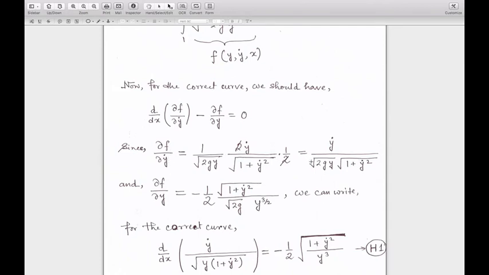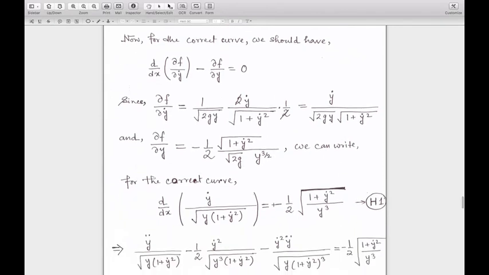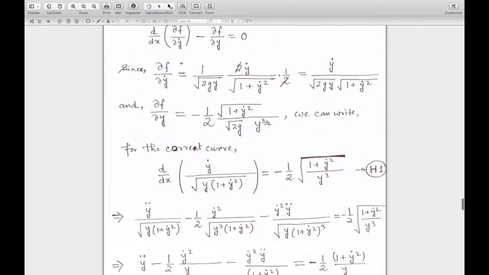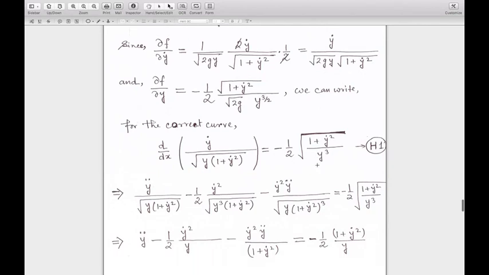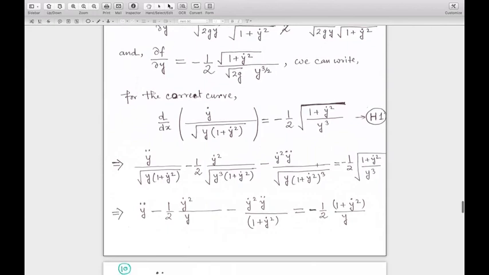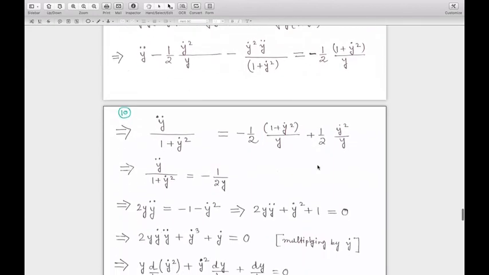Del f del y dot is y dot by root over 2gy times root over 1 plus y dot square, and del f del y is equal to minus half root over 1 plus y dot square by root over 2g times y to the 3 half. Now for the correct curve, that means to give you really the brachistochrone or the minimum time, you have to follow this equation. Well, this can frighten some of you, but if you really do it with patience, finally you are left with a very elegant form like this.